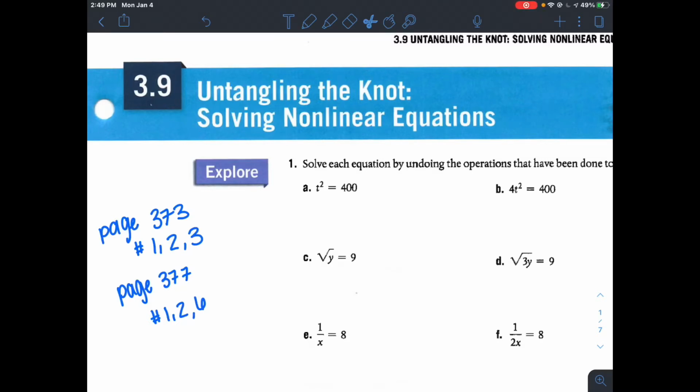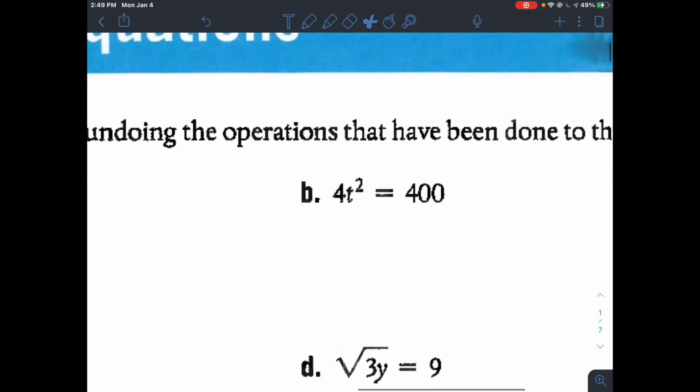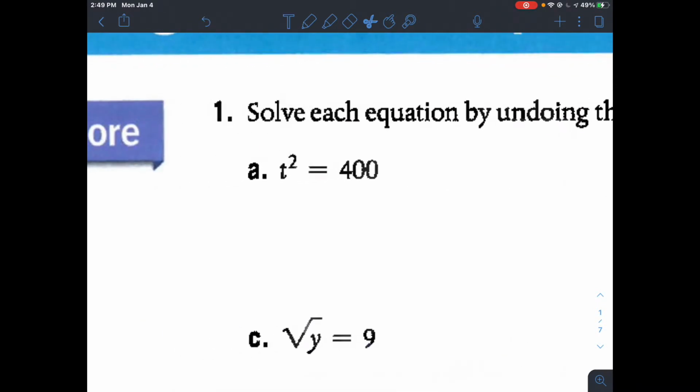Okay, so 3.9 today, first section in this next unit. I think this one's a pretty easy one. We're solving nonlinear equations. Mostly we're dealing with squares, cubes, square roots, cubed roots, and fractions. So for this first one, solve each equation by undoing the operations that have been done to the variable. Essentially they're just asking us to solve each equation for the specific variable.